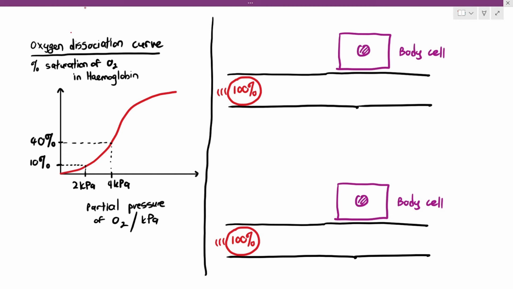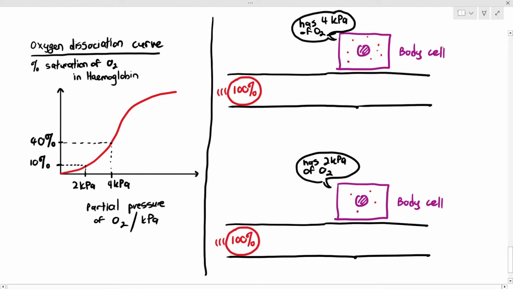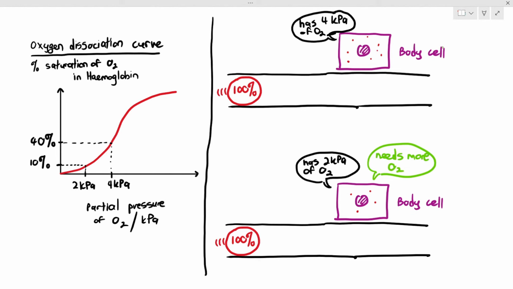I have a situation where there's a red blood cell at the top and one at the bottom, okay? For example, the body cell at the top has 4 kilopascals of oxygen and the body cell at the bottom has only 2 kilopascals of oxygen. So which body cell has more oxygen within itself? Correct. The body cell at the top still has a lot of oxygen, but the body cell at the bottom has very little oxygen left.